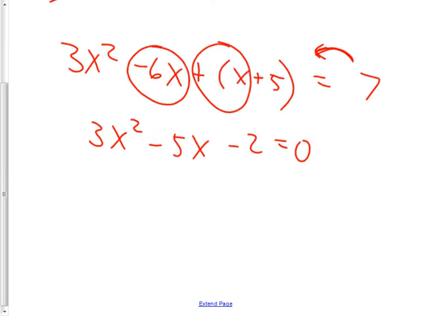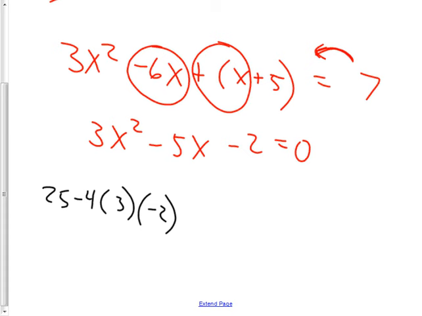And now, can I factor it or not? I don't know. So I'm going to do the hybrid thing. b squared minus 4ac. And then I'm halfway done with the quadratic formula. So b squared is 25 minus 4 times a, times c.